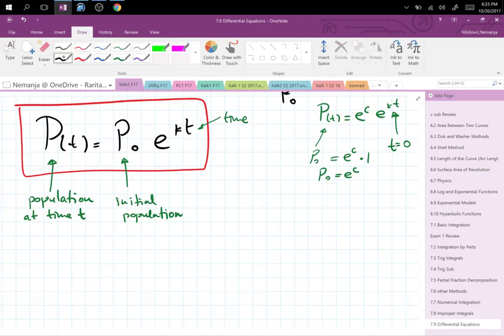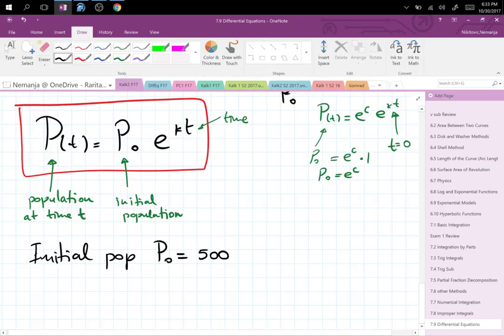So say we start with a population, initial population P0 equals 500. Pick whatever, 500. People, monkeys, ants, I don't care. Right? Well, I should care. Because of biology.